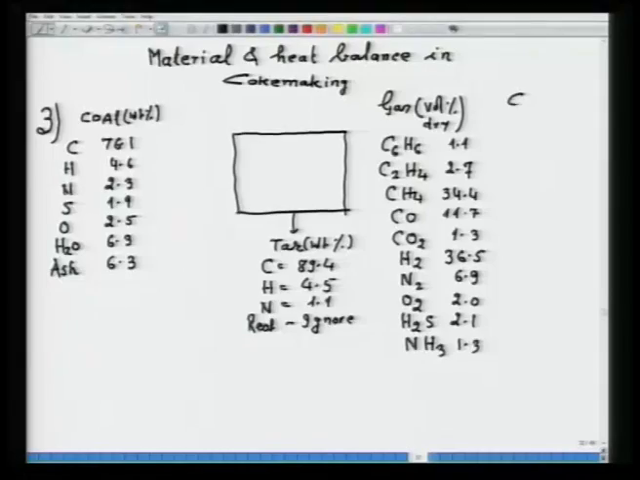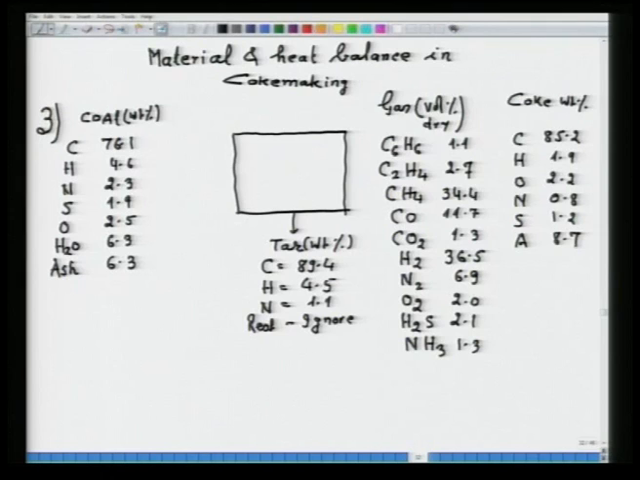Now, coke, of course, analysis is on weight percent. Say it has carbon, hydrogen, oxygen, nitrogen, sulfur and ash. Carbon 85.2, hydrogen 1.9, oxygen 2.2, nitrogen 0.8, sulfur 1.2 and ash 8.7. And of course, the coke oven is surrounded by moist air.